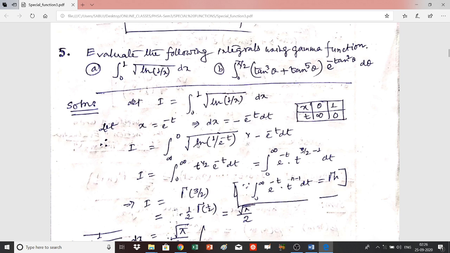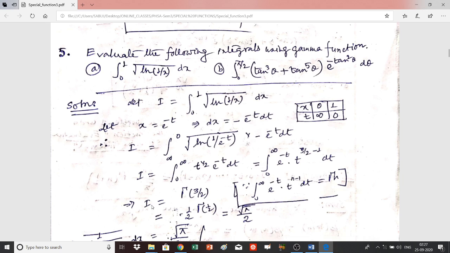So this term will give you square root of t, then e to the power minus t and dt. The term e to the power minus t is written first, and then t to the power half can be written as t to the power 3 by 2 minus 1, which gives the identical result, and then dt. And you know from the definition of the gamma function that the integral from 0 to infinity of e to the power minus t, t to the power n minus 1 dt is equal to gamma n. So in this case n is nothing but 3 by 2.